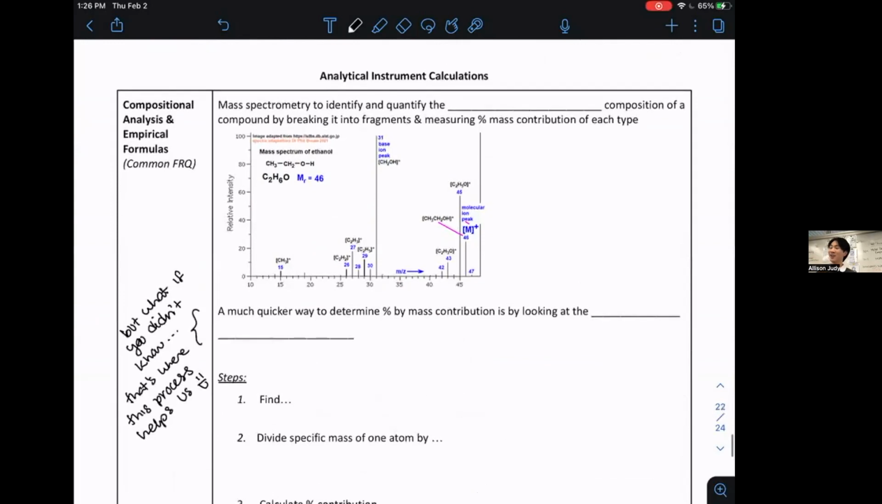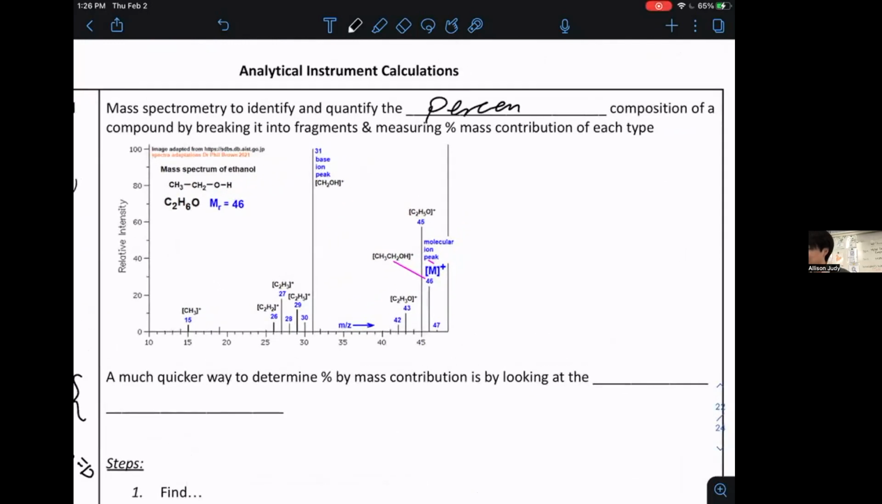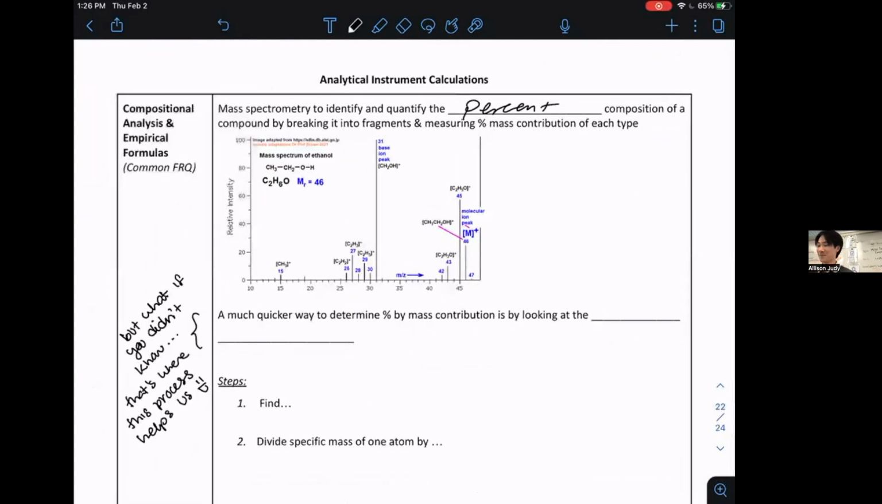Okay, moving on to compositional analysis and empirical formula. Mass spectrometry is used to identify and quantify the percent composition of a compound by breaking it into fragments and measuring the percent contribution of each type. I just read the definition. This is used when we don't know what the formula for a compound is, and we need to figure out what it is. Obviously, if you're given the chemical formula, then we don't need to do this whole process that I'm about to teach you.